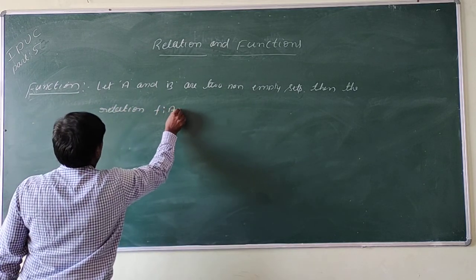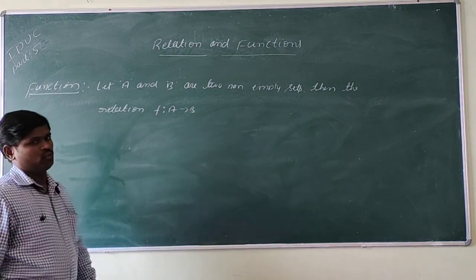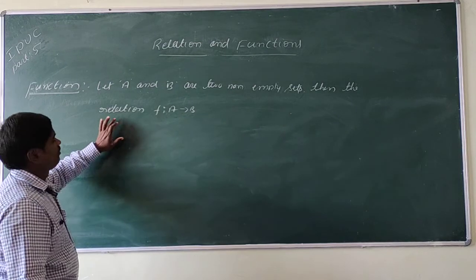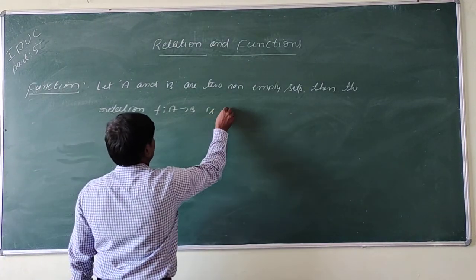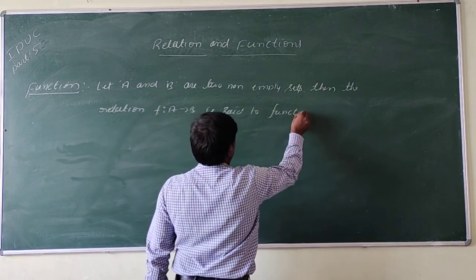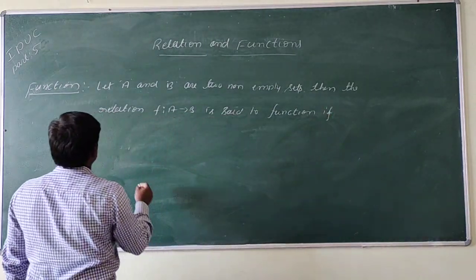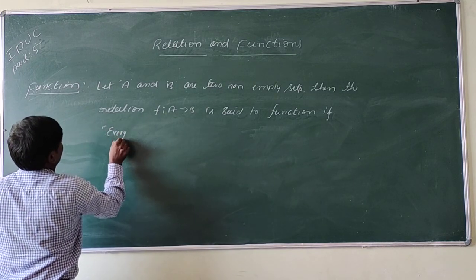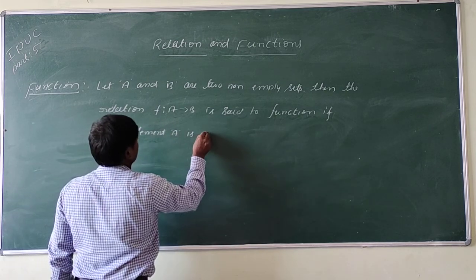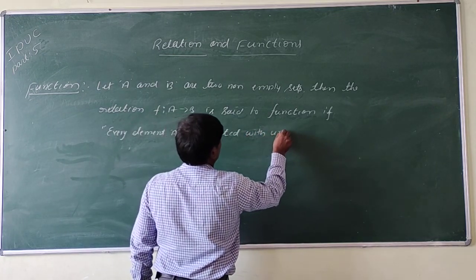F, a mapping from A to B. See here, I am taking the relation F as a mapping from A to B. Let A and B be two non-empty sets. Then the relation F, a mapping from A to B, is said to be a function if every element of A is related with a unique element of B.